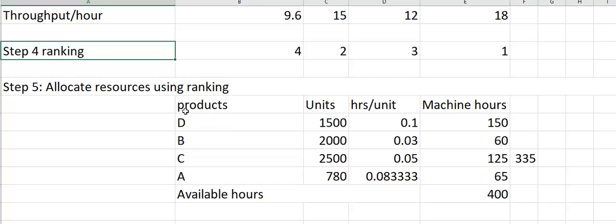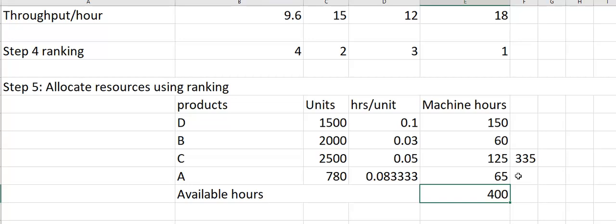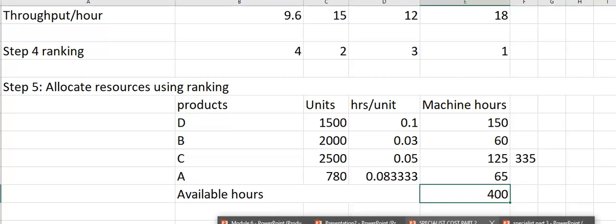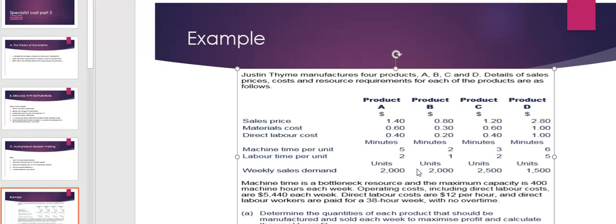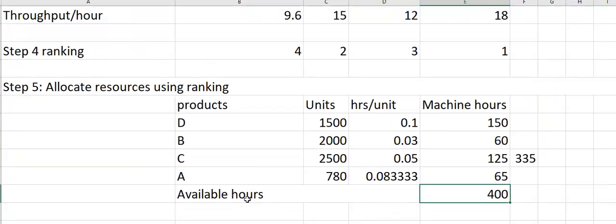Now, you write here units, hours per unit, then machine hours. Now, remember we are limited to how many hours? We are limited to 400 hours in our question. Let's go back. We are told that we cannot produce more than 400 machine hours. So that's what we are limited to. That's why for available hours I've written 400. So what we'll be doing is changing units into hours.